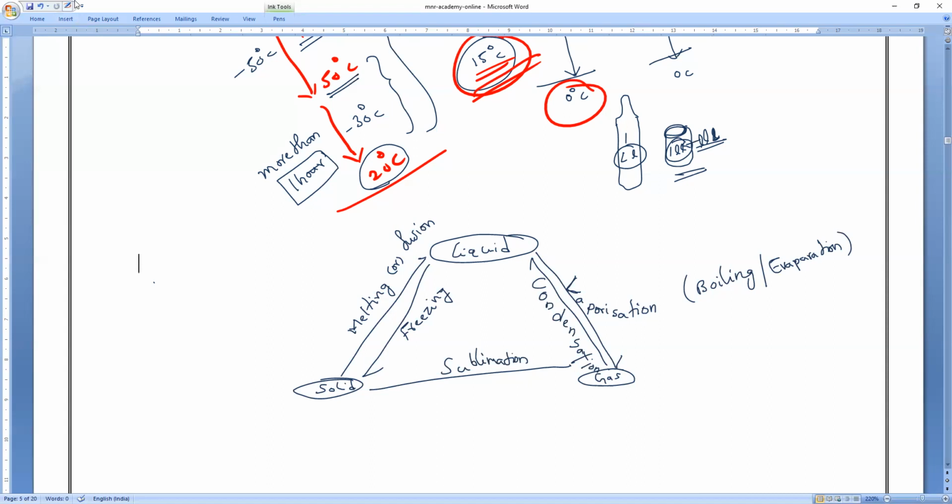Then gas to solid directly, what is it called? Deposition, or we can say sublimation. Remember, gas to solid we can also call sublimation only. Don't worry about the other word, or else you can learn deposition. So this is called the interconversion of states of matter.